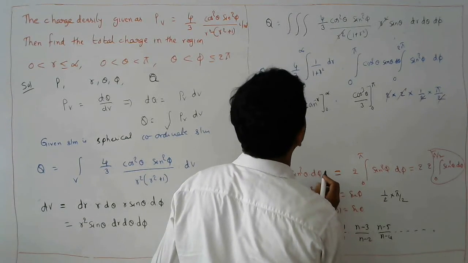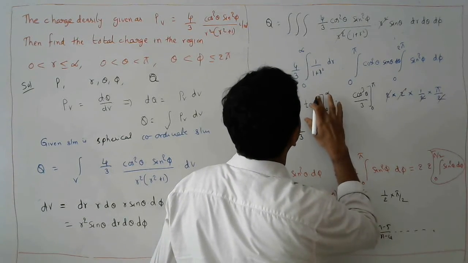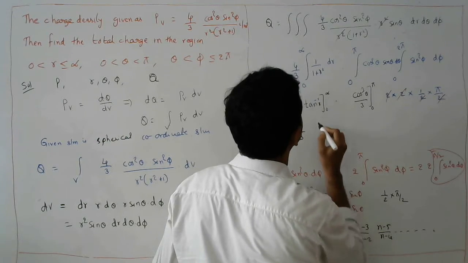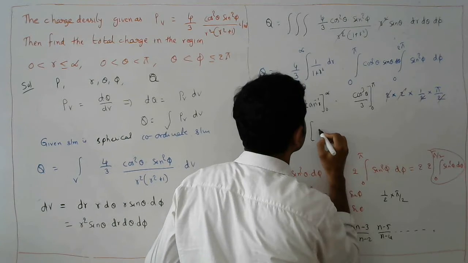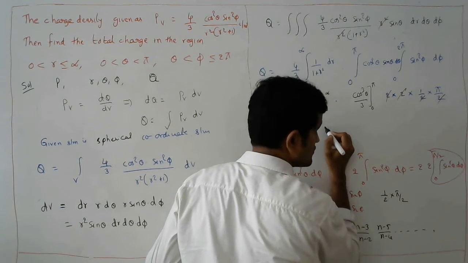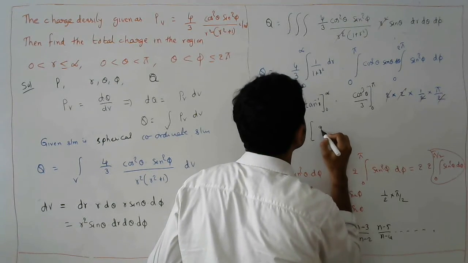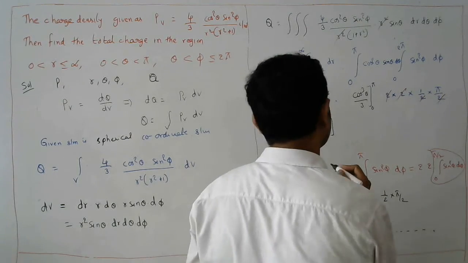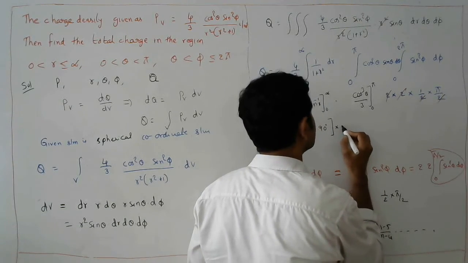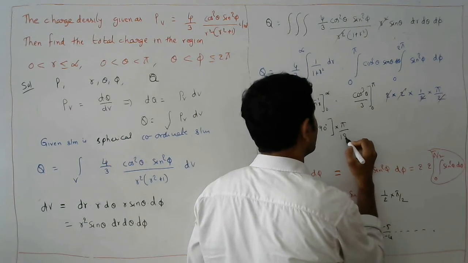infinity. Tan inverse of infinity is nothing but what? 90 degrees. Tan inverse 0 is nothing but what? 0. So the value is 90 degrees minus 0, 90 degrees. To convert this into radians, we have to multiply with pi by 180.